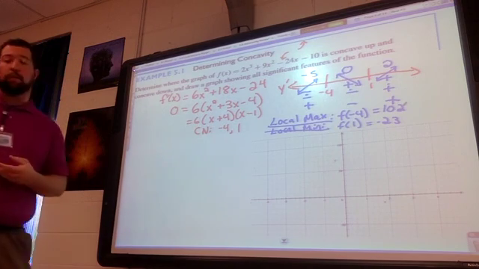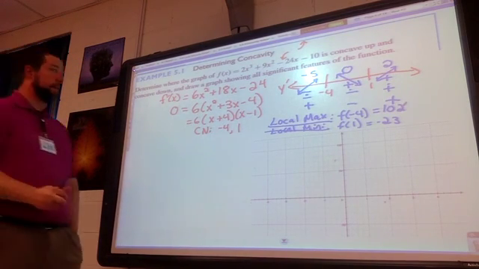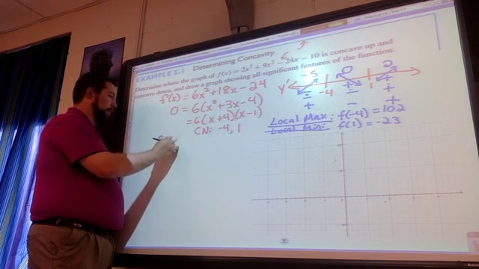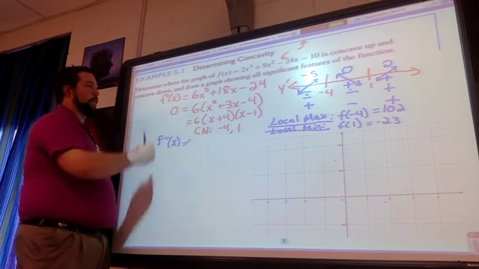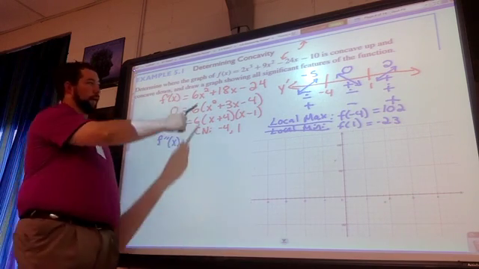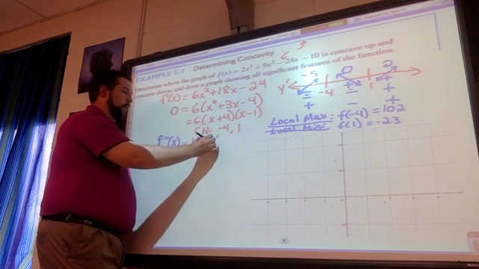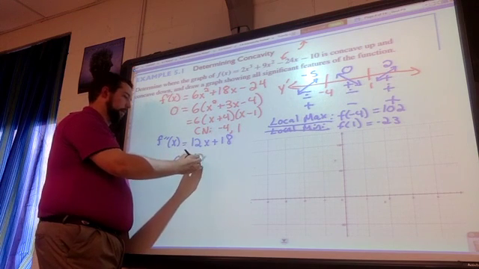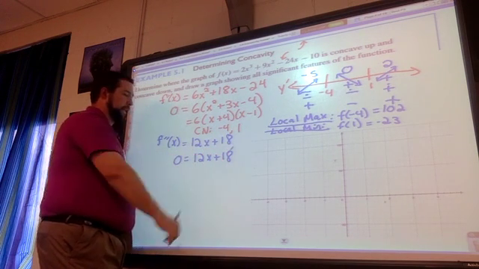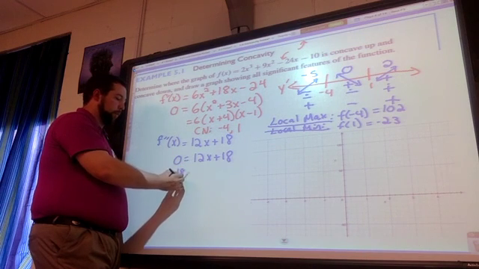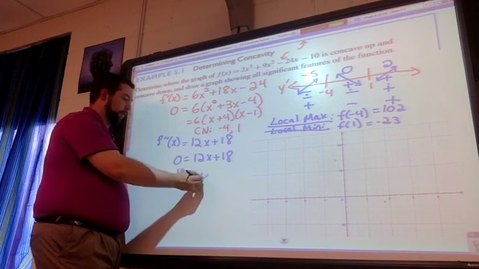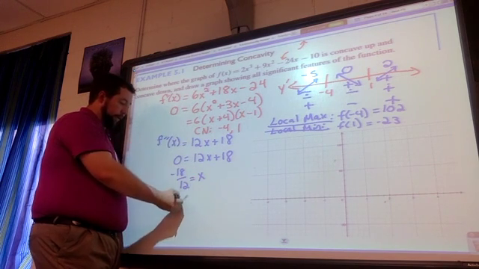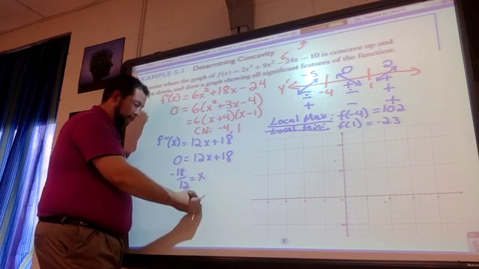All right, so those are our local maxes and mins, but now we need to tell concavity. Okay, concavity, we can say, all right, now the double prime of that. So we take this derivative and we find its derivative. So that's going to give me 12x plus 18. Set that equal to 0. Subtract the 18, divide the 12 over. You get -18 over 12. 6 will go into both of those. So our possible place where the concavity changes is -3/2.